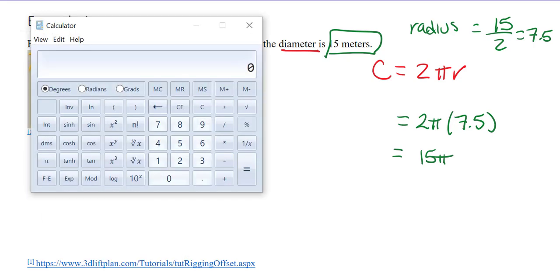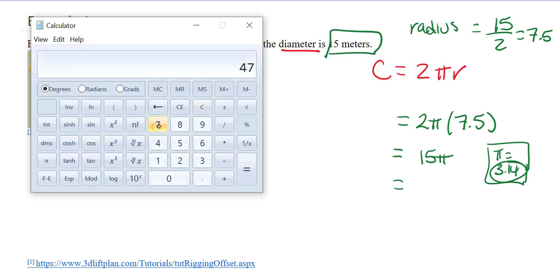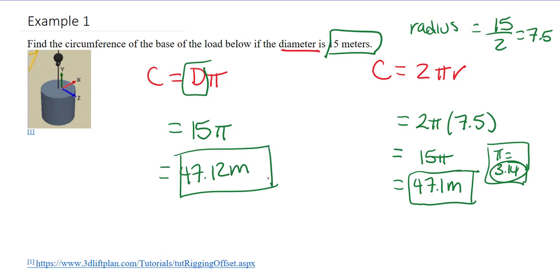So let's get our calculators out. We go 15 times this pi button, and what does that equal? Well, it equals 47.12. But what if we used pi equal to 3.14 instead? Let's see. 15 times 3.14, what do we get? We get 47.1. And it's just a distance, so we can keep it as meters, just m.